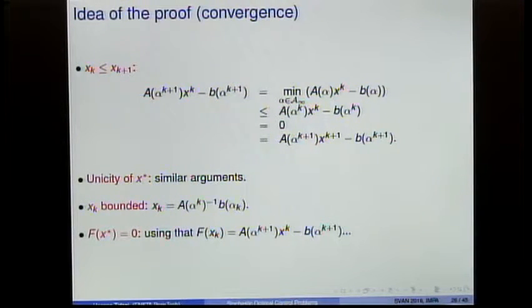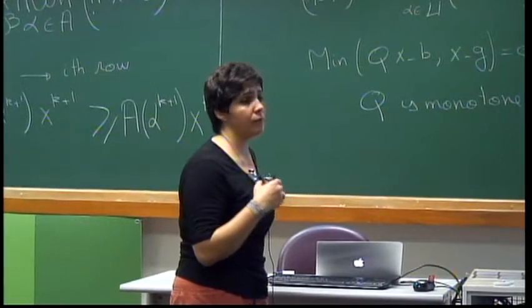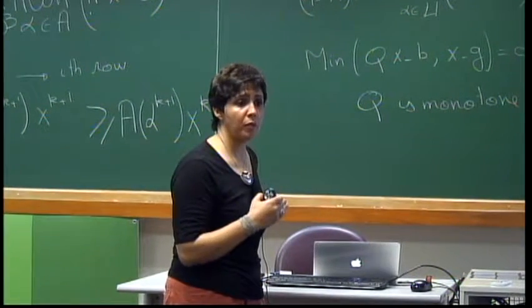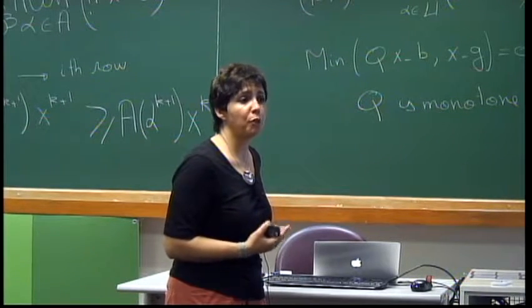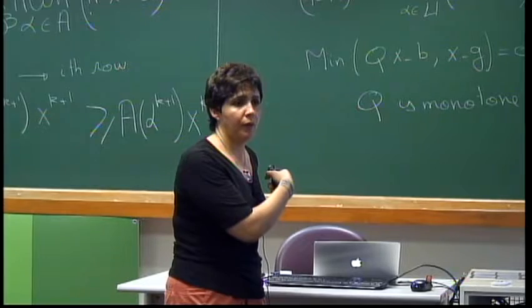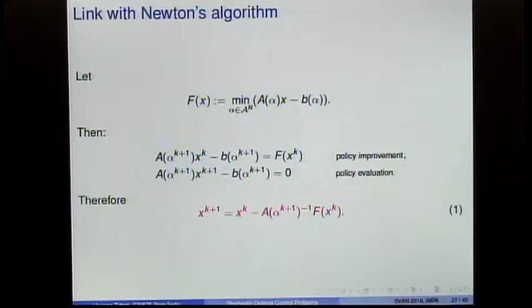So just in many cases, for numerical purposes in stochastic optimal control problems, we prove the existence of, for example, a solution by using this kind of algorithms, Howard algorithms, for example. Okay. So now the link with Newton algorithm comes from here.